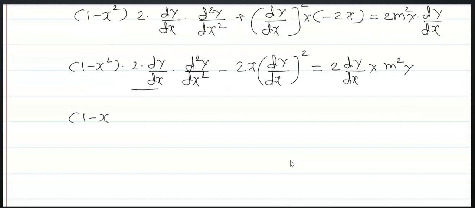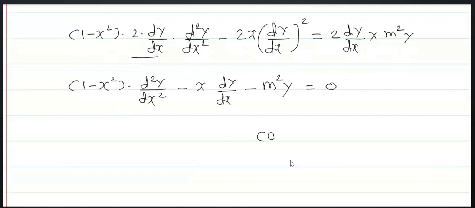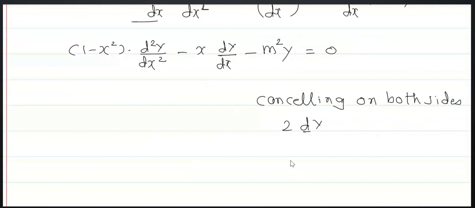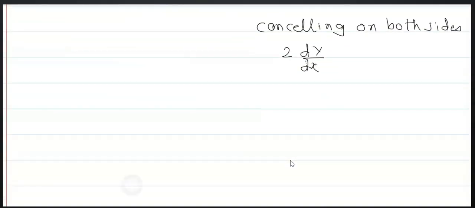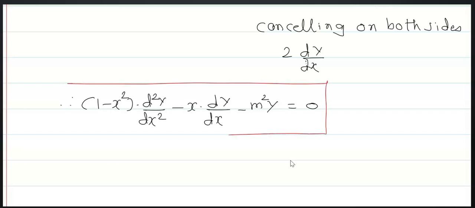Now 2 into dy by dx, that is 1 minus x square into d2y by dx square minus x into dy by dx is equals to m square y, and that is equals to 0. And cancelling on both sides, that is the 2 dy by dx. And that is the answer: 1 minus x square into d2y by dx square minus x into dy by dx minus m square y is equals to 0. And hence it is a proof.